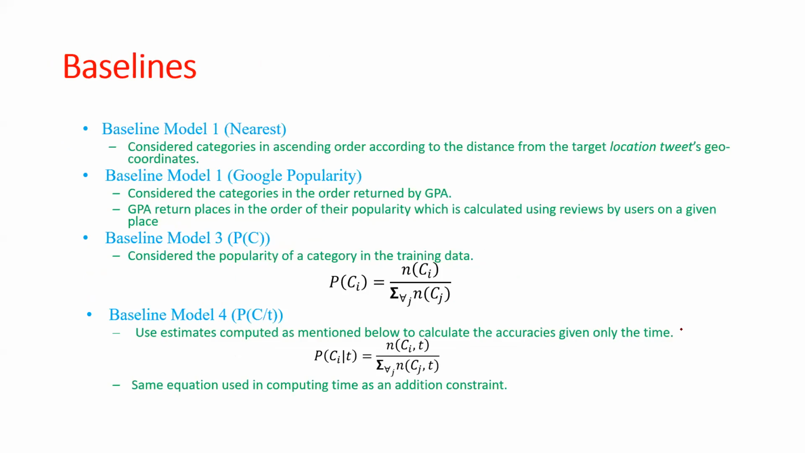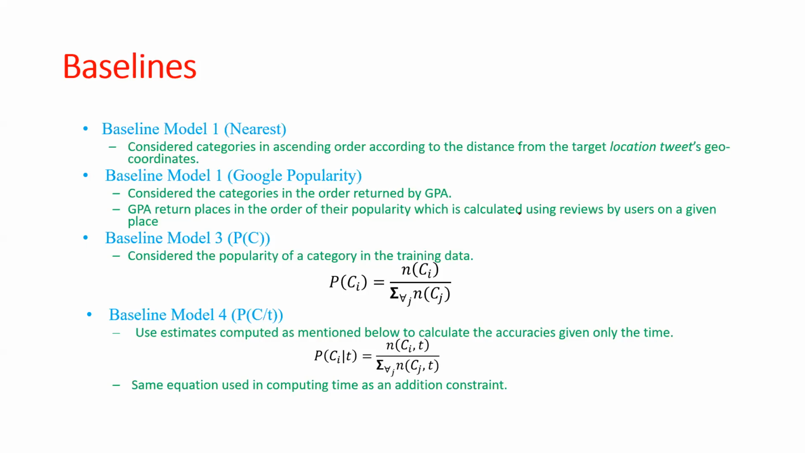Because this work was very new and we have done it for the first time, we can't compare it with the state of the art. So we have proposed our own baselines. People prefer to go to nearby places, so let's recommend places which are very nearby, irrespective of what they have tweeted. This is my baseline model 1.